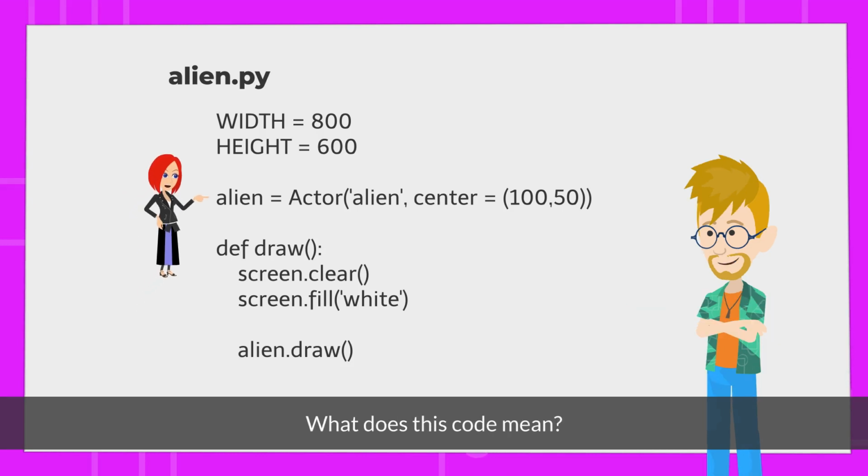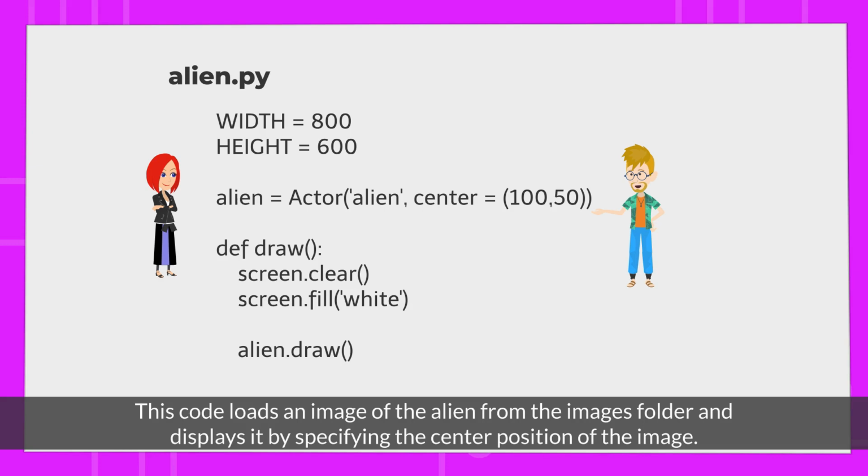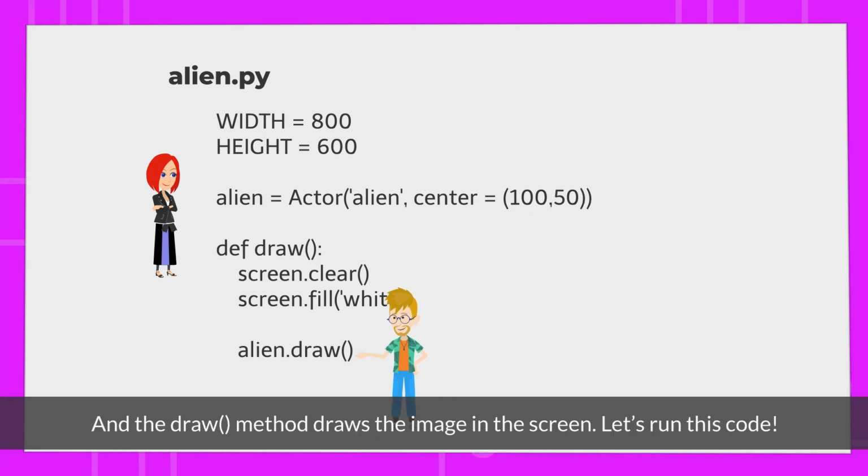What does this code mean? The Actor is a built-in class for displaying images. This code loads an image of the alien from the Images folder and displays it by specifying the center position of the image. And the draw method draws the image in the screen.